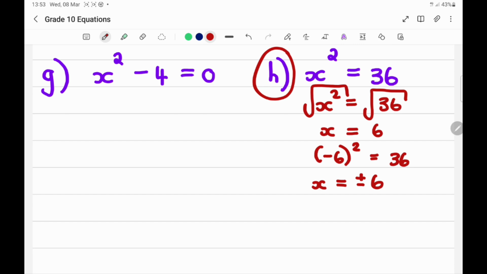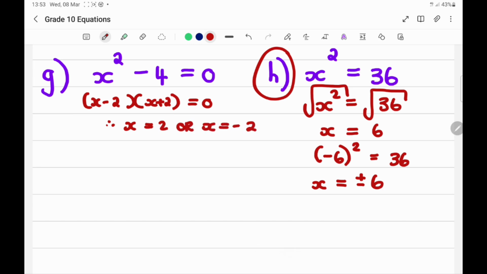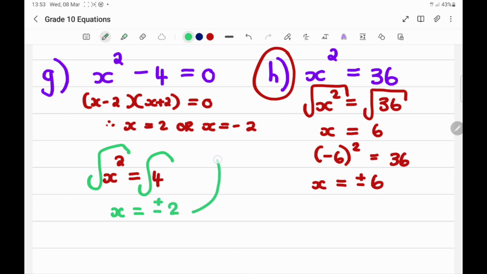Okay, so with these ones, instead of doing a difference of two perfect squares, that's the other way you could have done it: x minus 2, x plus 2, thus x is either 2 or x is negative 2. You could have just said x squared is equal to 4. Then if I square root both sides, x will give me, and now very, very important, it can be either a positive or a negative 2, as seen over there.